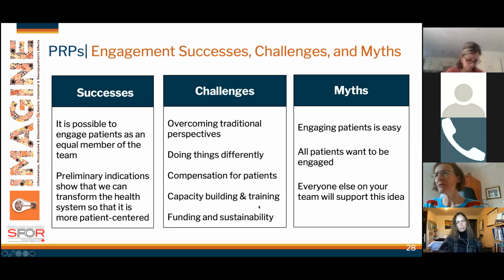But there are challenges. So yeah, there are traditional viewpoints, and it is a change in culture, so we have to do things differently. We have to build the capacity and have some training so that patients can feel comfortable as an equal voice on the research team. And there's also the issue, and I'm going to get Sandra also to talk to this, around compensation for patients and funding and sustainability to engage patients in patient-oriented research.